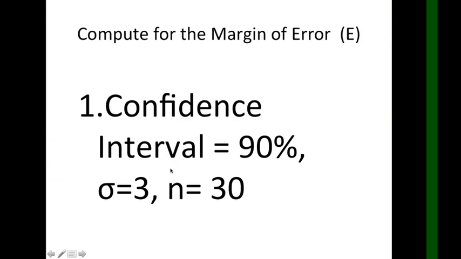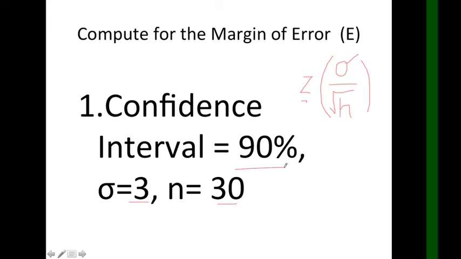Okay. So, para maintindihan natin, let's have this one. Compute for the margin of error. So, ang una natin gagawin is margin of error. Remember, to compute the margin of error, we have the formula Z quantity sigma, which is the standard deviation, over square root of n. Okay? So, Z here is the confidence level, sigma is the standard deviation, and n is the sample size. So n is 30 here, the sigma is 3, and confidence level is 90%.